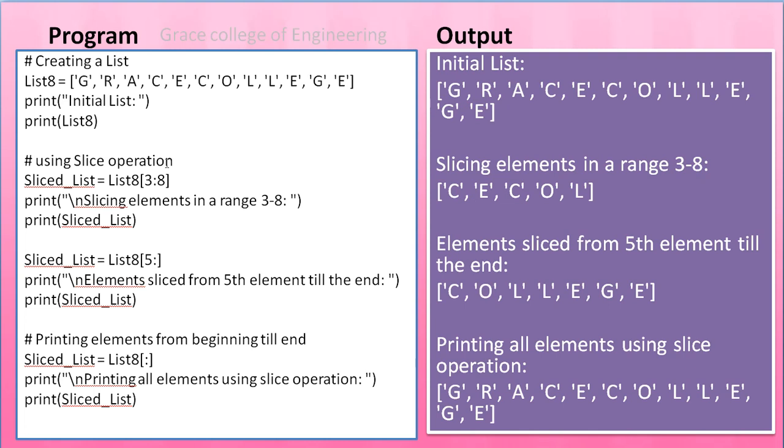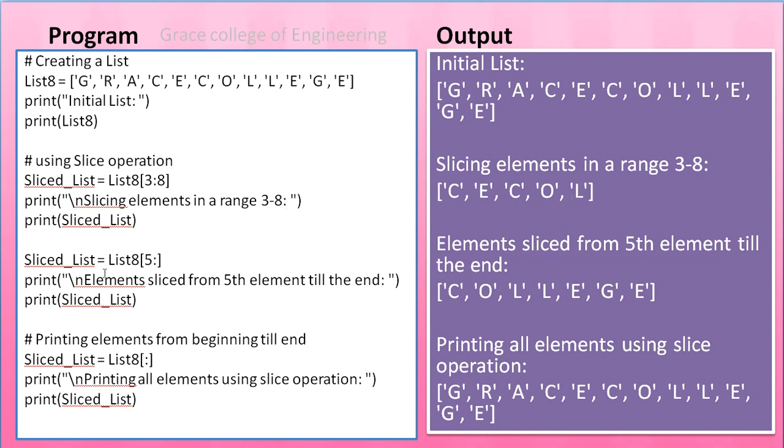And next, here we use a slicing operation. List 8, a list is created with Grace College. So each and everything is represented as a character. GRACE COLLEGE. Then that is printed. Next, I am slicing based on the index value. Index starts from 3 to 8. So the output is CECOL.